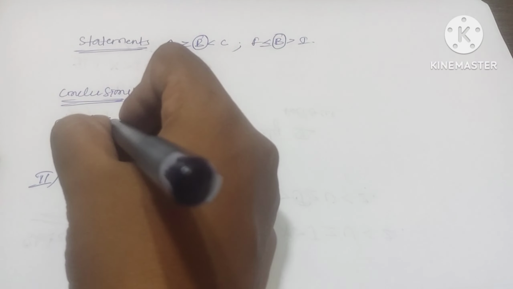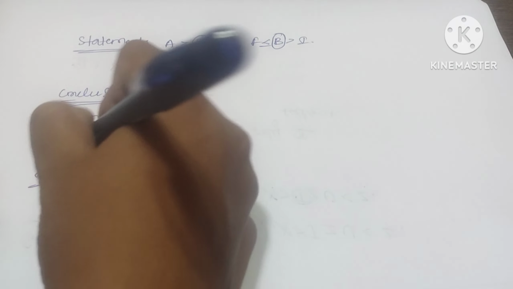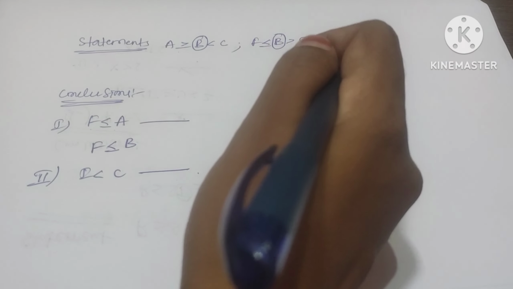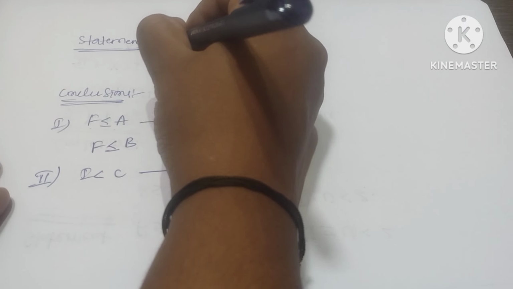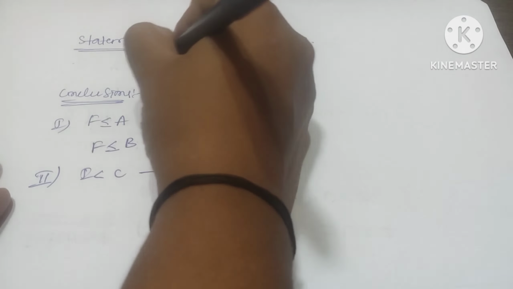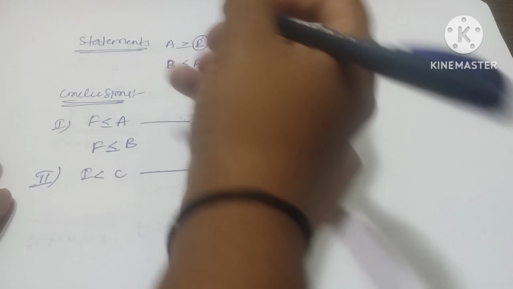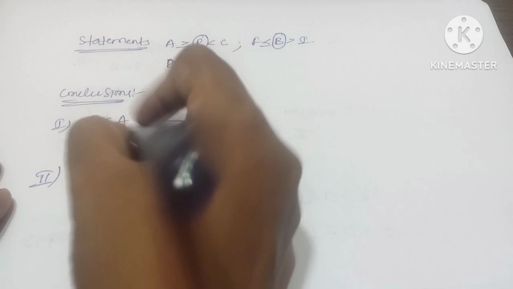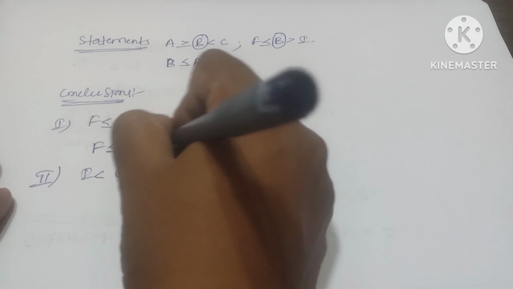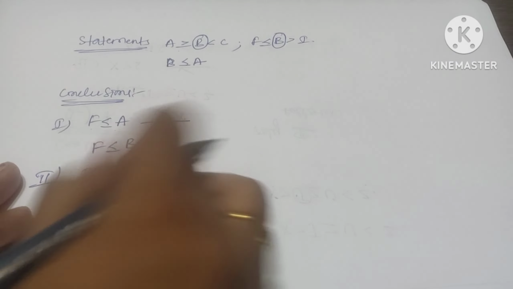So, here, F is less than or equals to A. F is less than or equals to B. Here, A is greater than or equals to B, right? How we can write A is greater than or equals to B? It means B is less than or equals to A. Got it? So, here I am going to write this here. B is less than or equals to A.